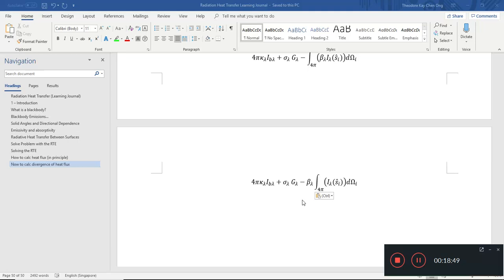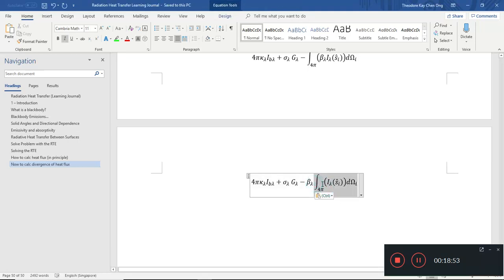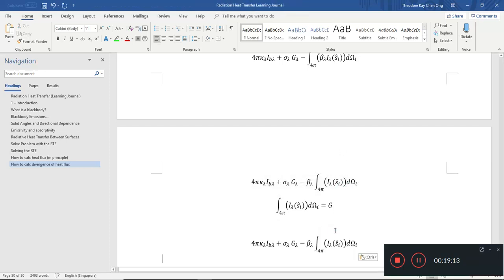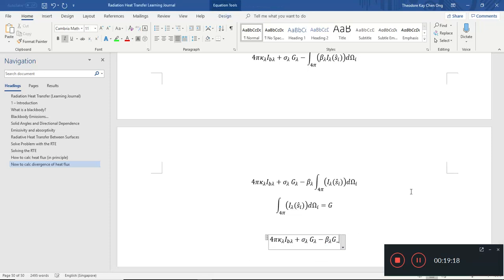Anyway, we notice that this expression here is also G. It just uses a different direction, SI instead of SJ. But since we are integrating over all angles, it doesn't really matter whether it's SI or SJ which we are integrating over. It will still be G. So the right hand side reduces a lot to this.